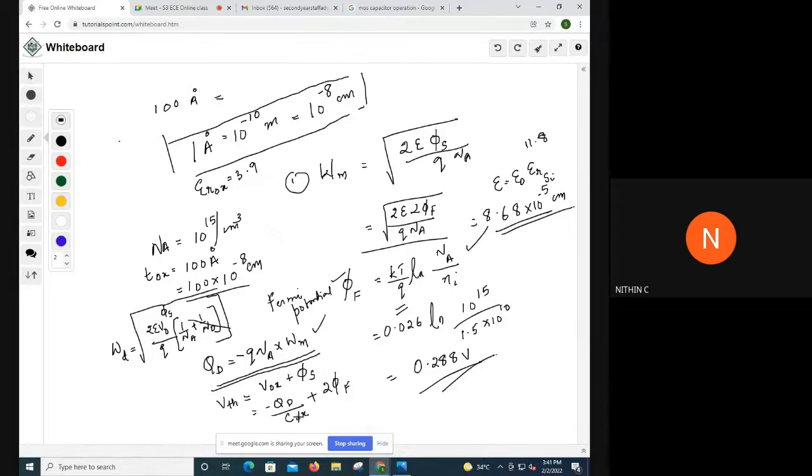Then to find COX, what will you do? COX is equal to epsilon oxide divided by T oxide. In place of epsilon oxide, epsilon 0 into epsilon R oxide. I hope you will do it. Do this problem also and come. Okay, these two values you just tell me tomorrow.